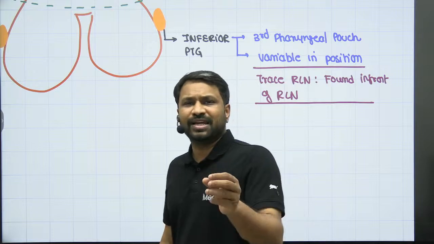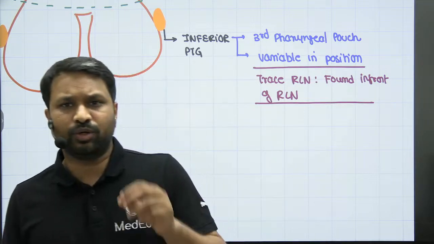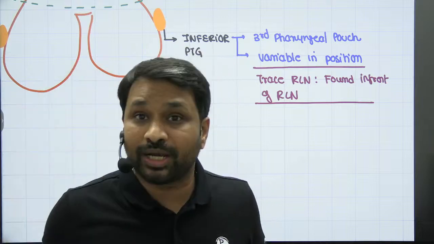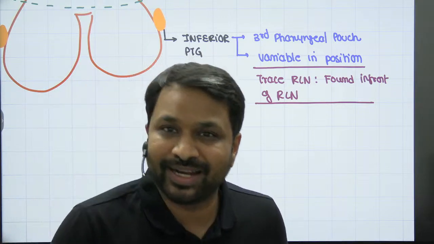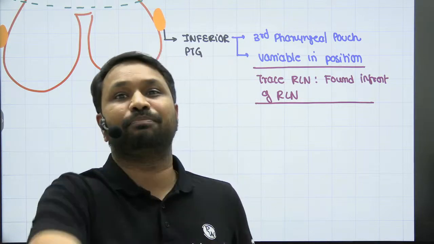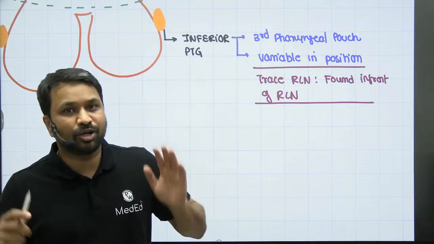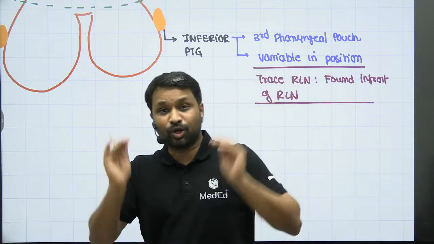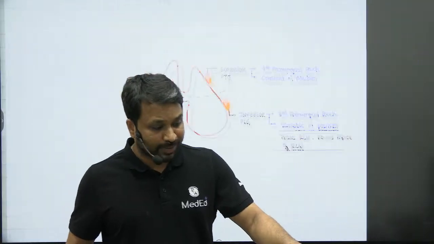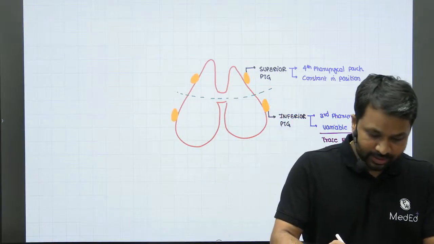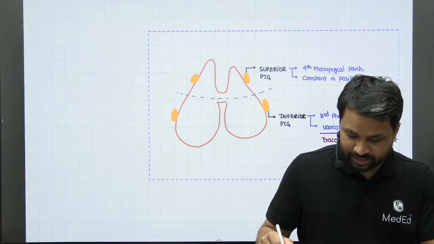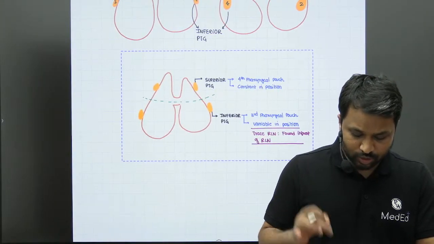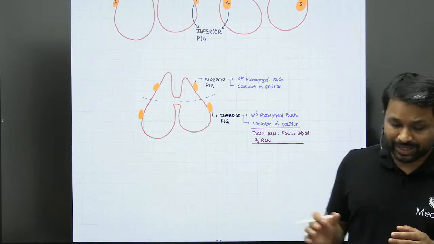So the very famous line in Bailey says that the best investigation, or the best way to localize a parathyroid gland, is to find a surgeon who is experienced in parathyroid gland surgeries, because that not only requires skill but also a lot of experience in order to localize your parathyroid gland. Especially during surgery, it becomes very difficult to localize it. So the best thing you can do is find the surgeon who is well versed with the parathyroid gland.